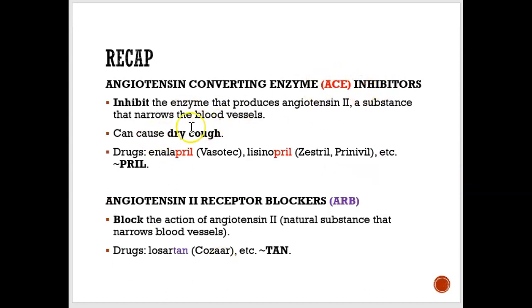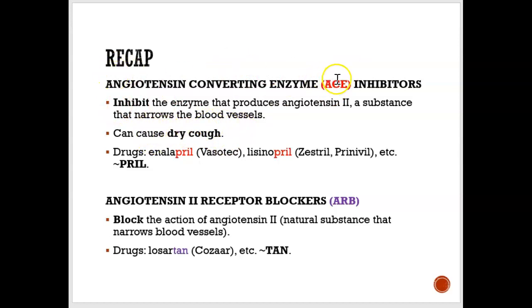We looked at ACE inhibitors. And actually, one thing that I didn't mention is that it causes a dry cough. My dad, when he had his heart attack, got prescribed this medication and he always had a dry cough for years and years. That's because one of the side effects of this medication is a dry cough.